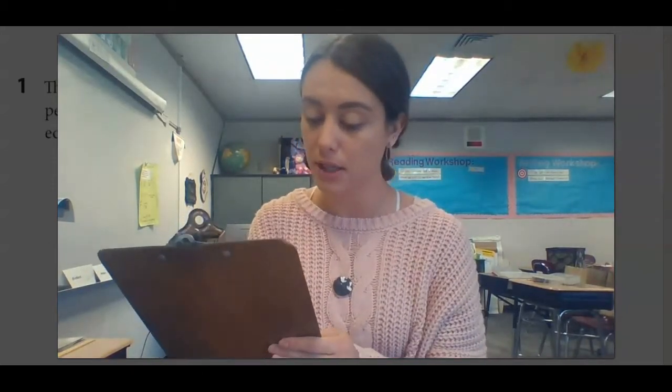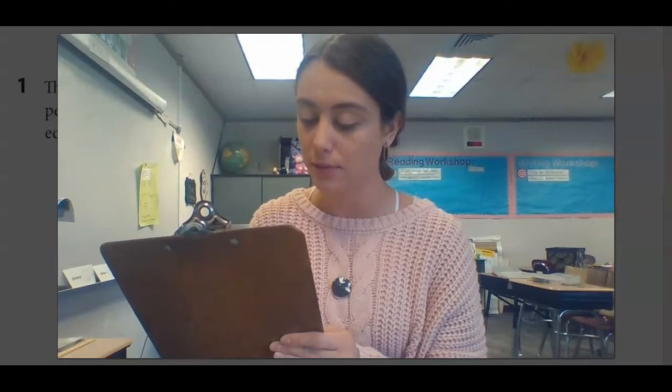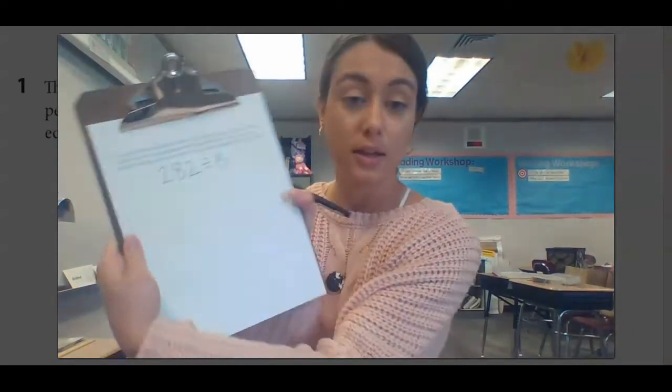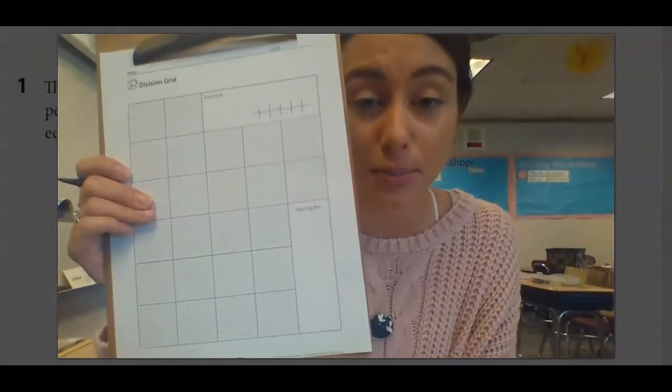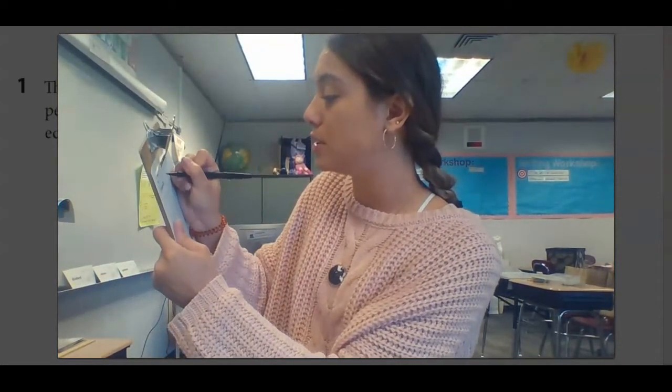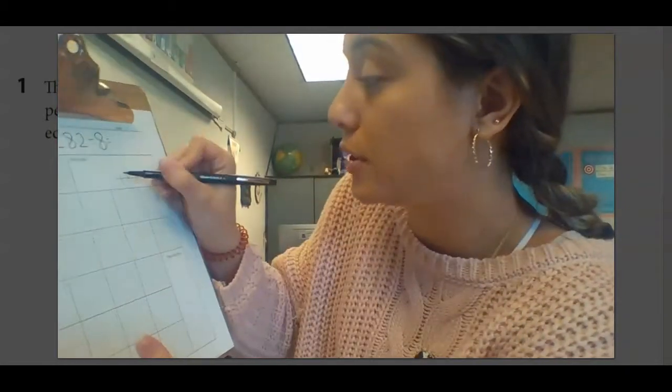Hi friends, so after reading the problem, we have to decide what our equation is. So I blew it up bigger and I'm going to write my equation here. And I think my equation is 282 people divided into 8 subway cars. So 282 divided by 8. Now, friends, I'm going to use my division grid and my ratio table in order to help me figure that out. So let's remind ourselves our equation is 282 divided by 8. So we are going to put 8 in our ratio table.